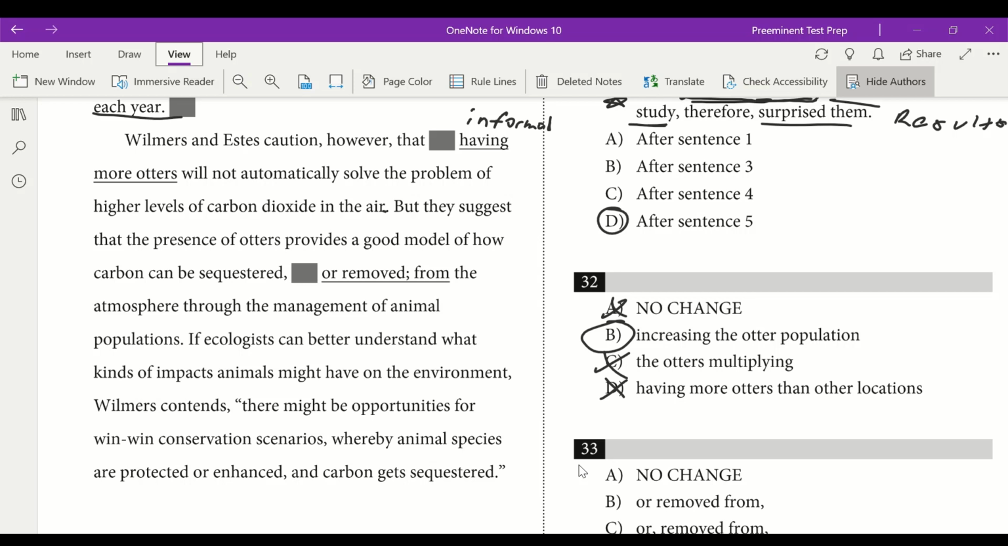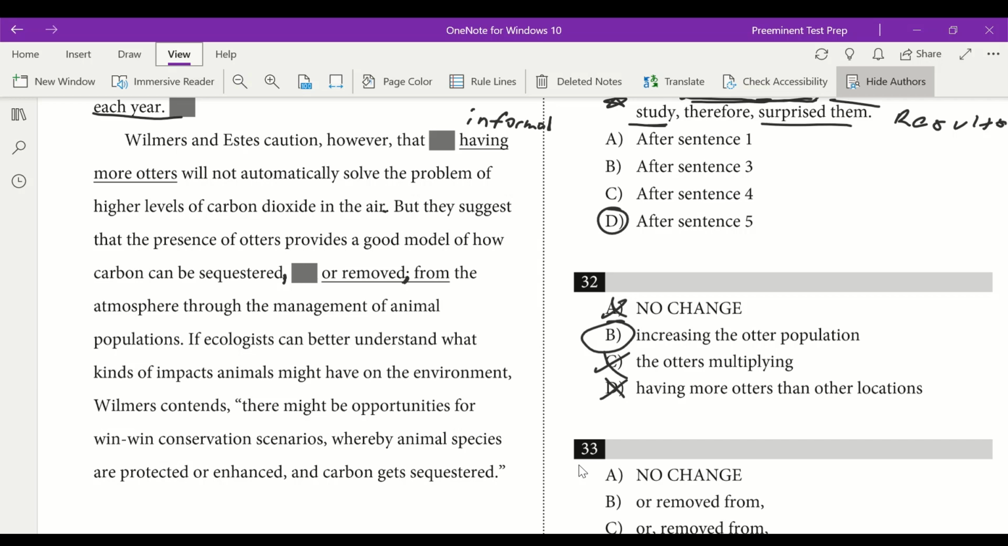So now we read on, we read, but they suggest that the presence of otters provides a good model of how carbon can be sequestered or removed from the atmosphere through the management of animal populations. All right. Well, when I see sequestered, comma, or removed, I see that that has to be a comma as well. Because by saying or removed, what we're doing here is we're just kind of giving a brief definition of sequestered in case you didn't know what it meant. So in that case, we're going to have comma there and comma there.